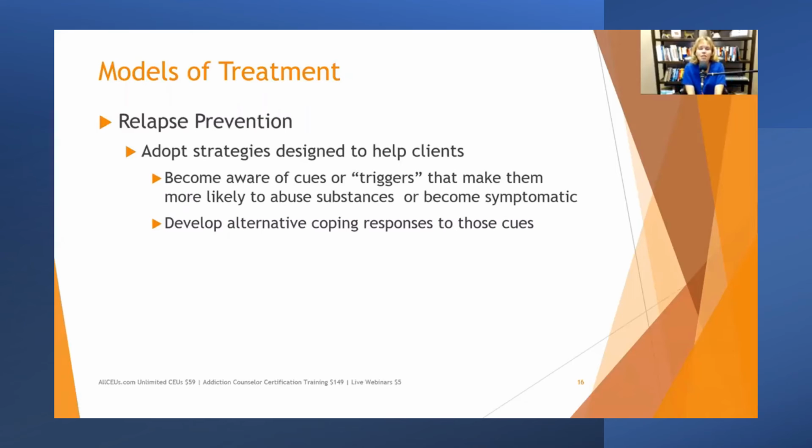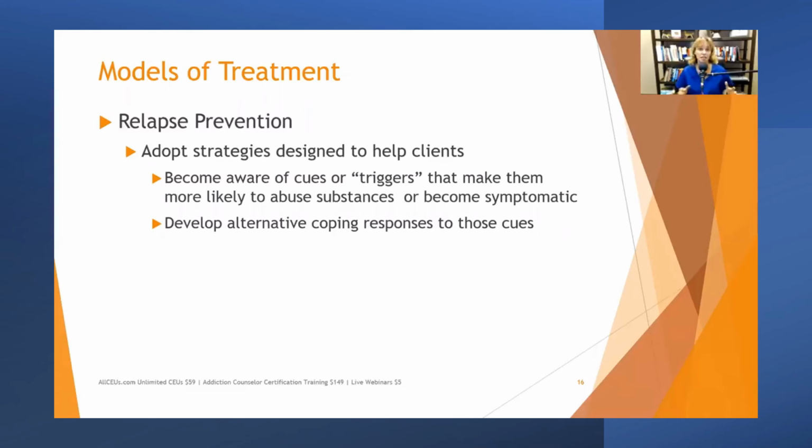The next model we're going to talk about is relapse prevention, and I think most of us are really familiar with that. In relapse prevention therapy, we help clients adopt strategies designed to help them become aware of cues or triggers that make them more likely to abuse substances or become symptomatic with mental health issues, etc. So these triggers can be any of the senses: smell, taste, sight, sound, touch. It can be times of day, it can be places, it can be different people.